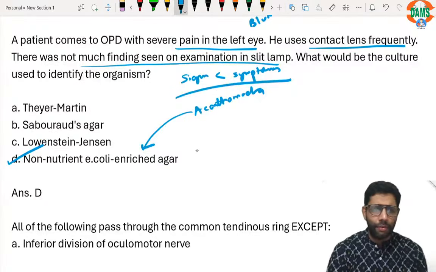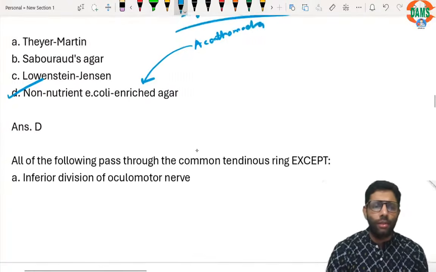Arfa Khan, giant papillary conjunctivitis, ये कहाँ से आ गया? What are you attending?